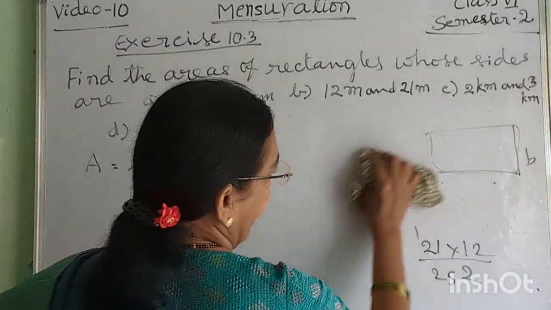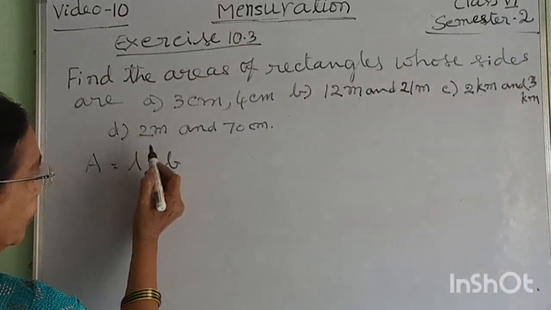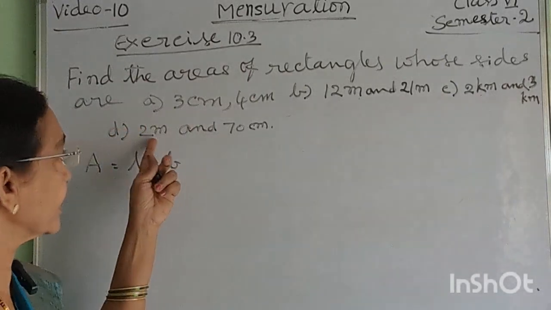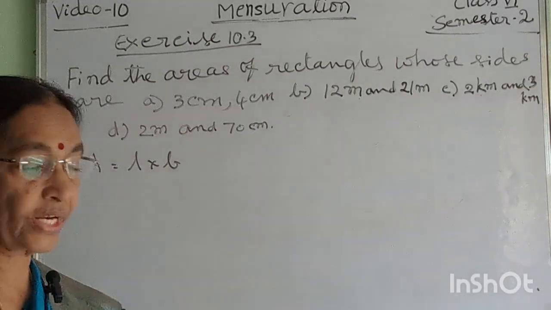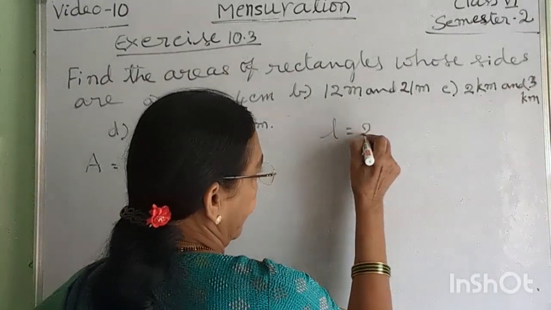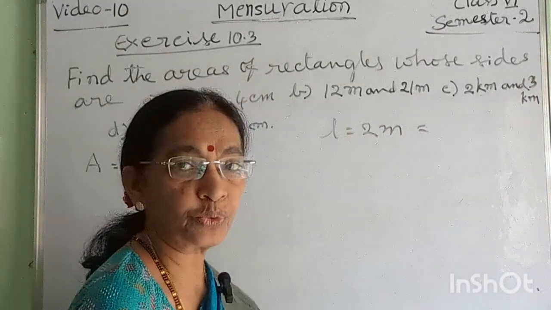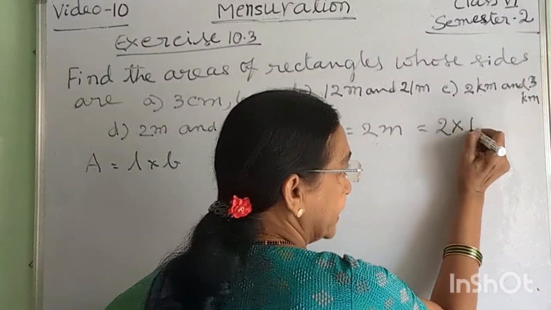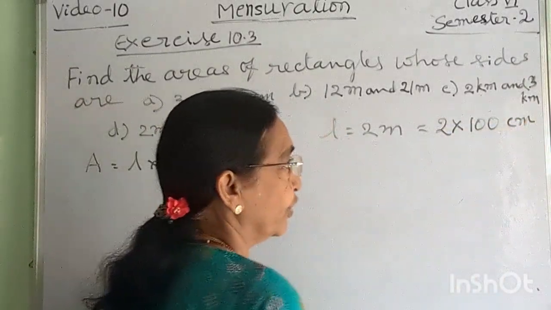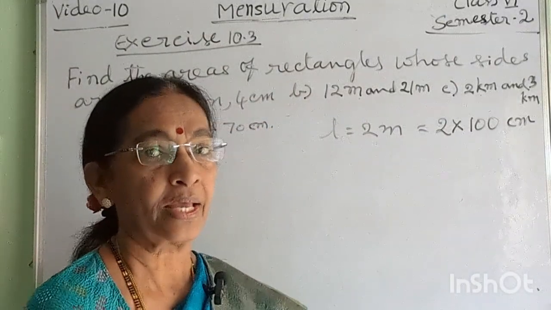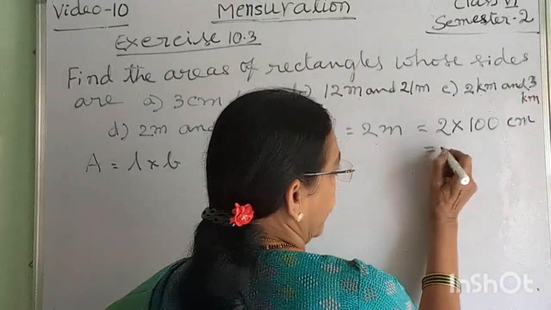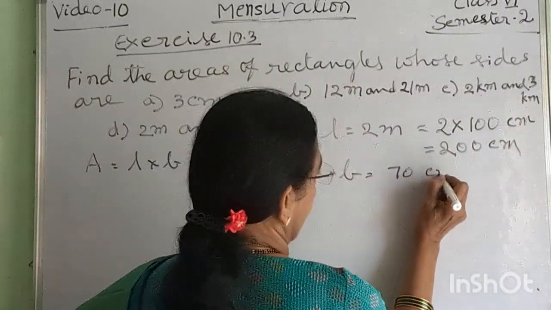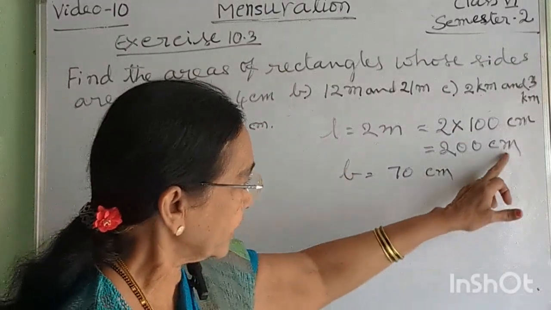Next, D, the last one is 2 meters and 70 centimeters. The units are different. One is in meters and the other is in centimeters. So we will convert. The length is given as 2 meters, therefore we will convert it into centimeters. Each meter is equal to 100 centimeters. Therefore 2 meters is equal to 2 into 100 centimeters, that is equal to 200 centimeters. And the breadth is given as 70 centimeters. Now length and breadth both are in centimeters.